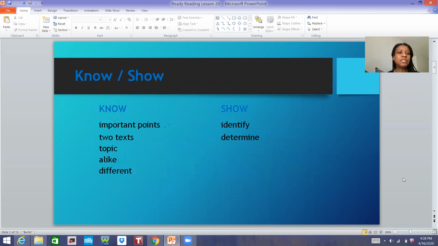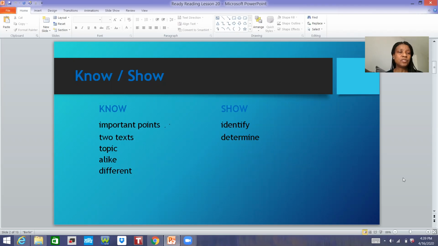What you need to know today are important points, two texts, the topic of a text, alike and different. We will look at informational text to determine what the important points are in that text. We will be looking at two texts at one time. We will be talking about the topic, and the topic is what that text is about.